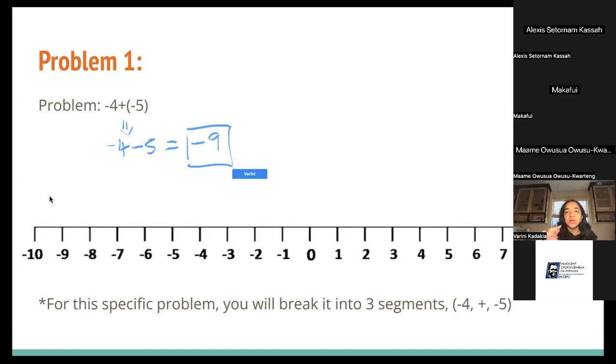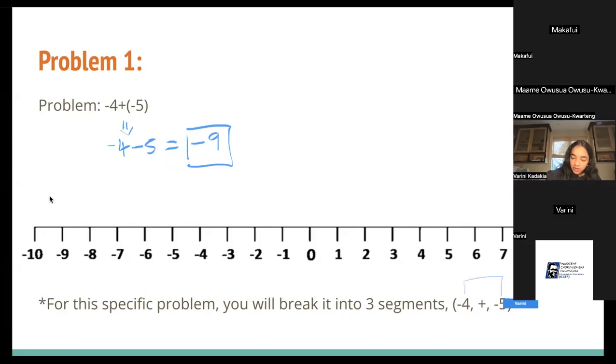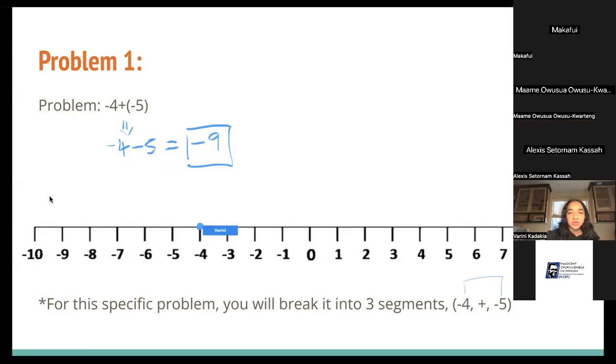If you wanted a visual representation, you would break it up into 3 segments as shown down here. You would have your first segment as -4, then plus 0, because there's nothing associated with the plus, and then -5. So you'd move 1, 2, 3, 4, 5 down. So your answer would be -9.